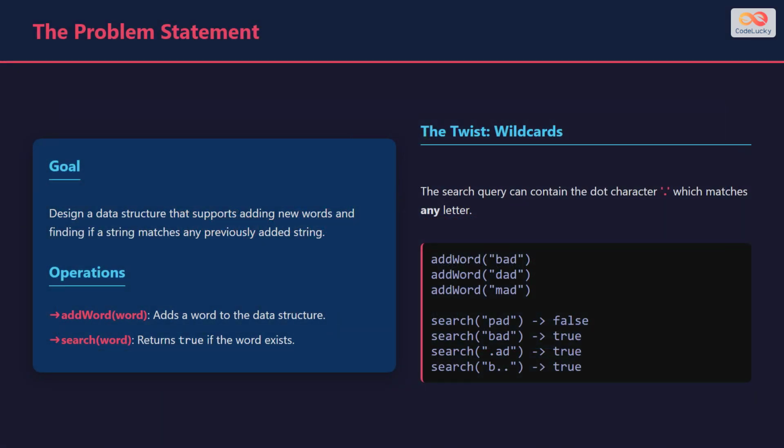Let's first understand what we need to build. We need to implement a class called WordDictionary. It has two main methods. First, addWord, which takes a string and stores it. Second, search, which returns true if the word exists. But here is the twist. The search query can contain a dot character. This dot acts as a wildcard, meaning it can match any letter from a to z. For example, if we add bad, dad, and mad, searching for pad returns false, but searching for .ad or b.. should return true.